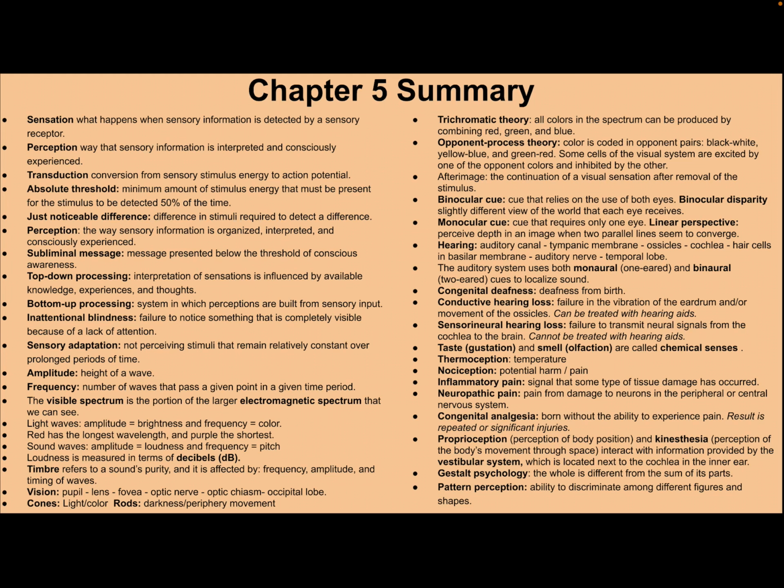So some of our neurons are excited by yellow while inhibited by blue. Other neurons are excited by green and inhibited by red, and vice versa. We can see this when we look at the example of the afterimage, which is a continuation of a visual sensation after the removal of the stimulus. Remember when we looked at the black and white picture of the girl and it changed to color? We looked at the green maple leaf and it changed to red. That's because of opponent process theory.